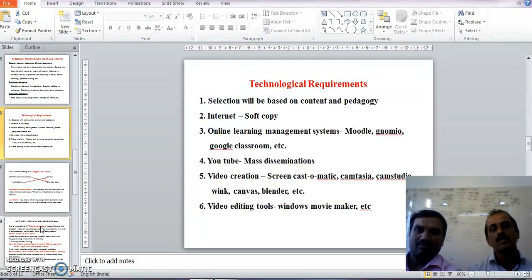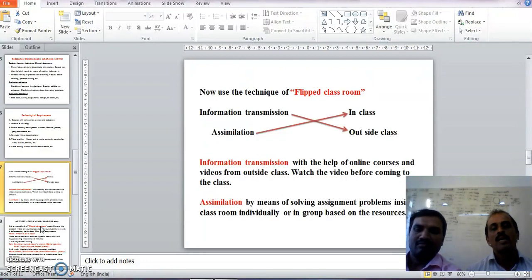And what are the technology requirements to do these flipped classroom activities? This is based on the content and the pedagogy adopted for a suitable topic, and some of the internet soft copies, and online learning management systems such as Moodle, Google Classroom, etc. And YouTube as a mass dissemination platform spreads information rapidly. And we make the video sessions using software like Screencast-O-Matic, Camtasia, CamStudio, Wink, Canva, etc. And video editing can be done with Movie Maker, etc.